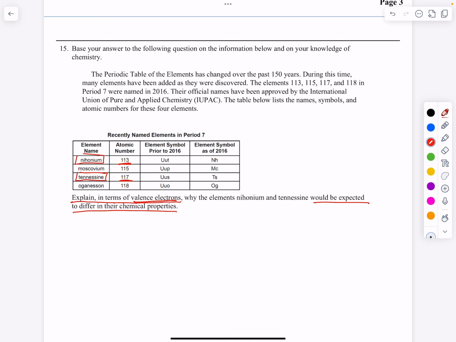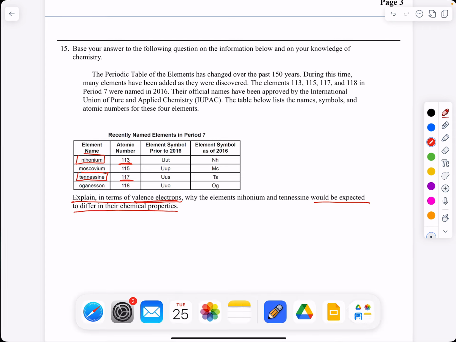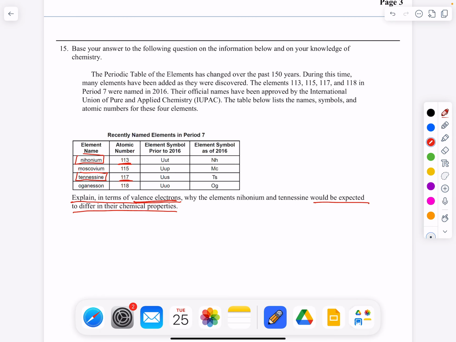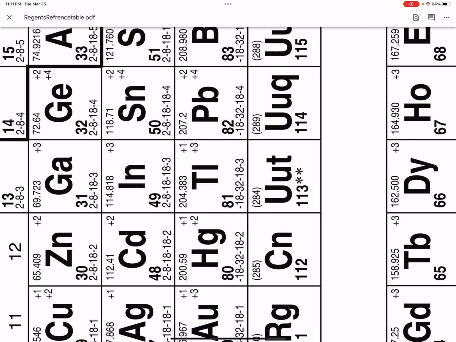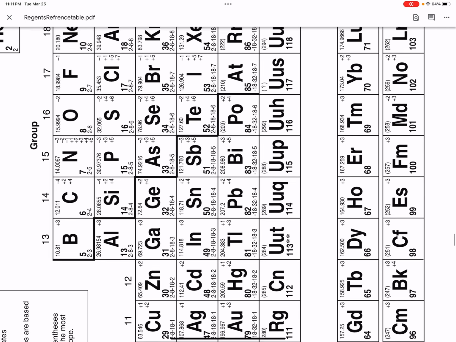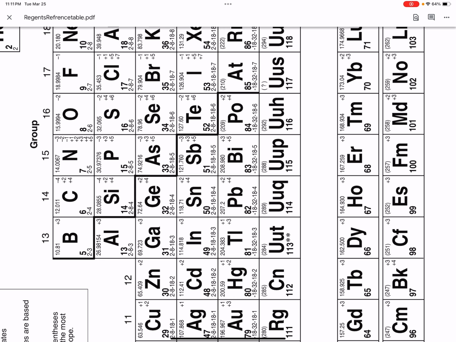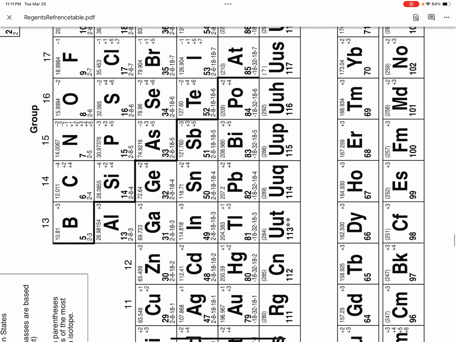So you should know that same number of valence electrons means same chemical properties. Let's check out where these elements are based on knowing their atomic numbers, 113 and 117. 113 is this Uut, 117 is Uus. As we can see, they're not in the same group, right? So they don't have the same number of valence electrons.